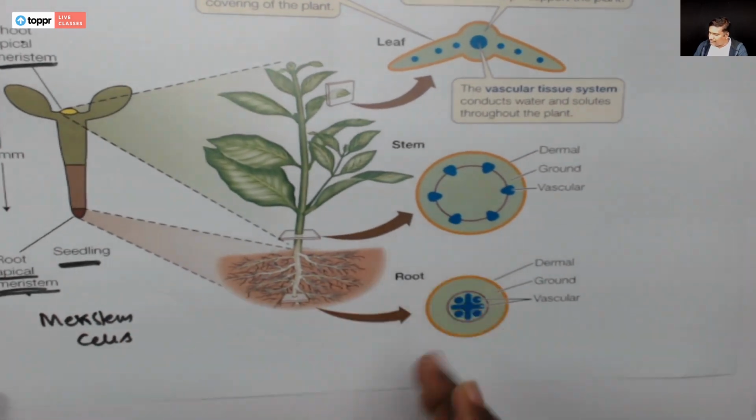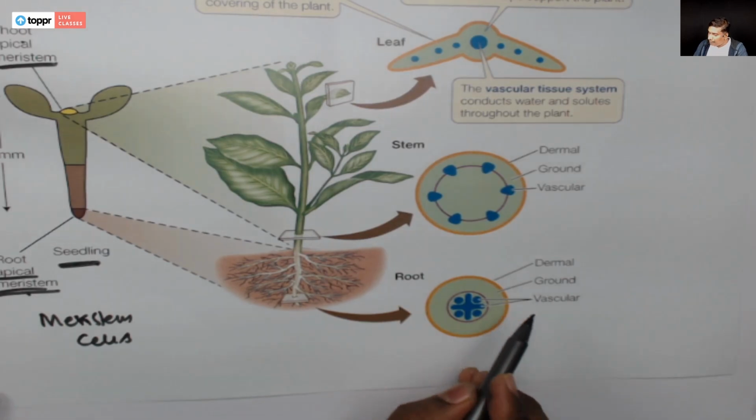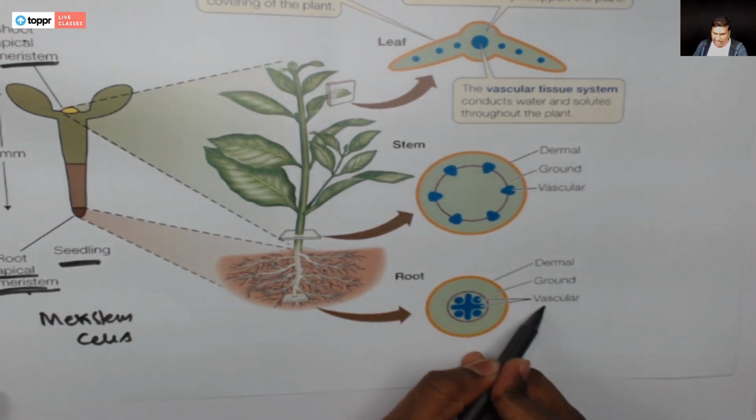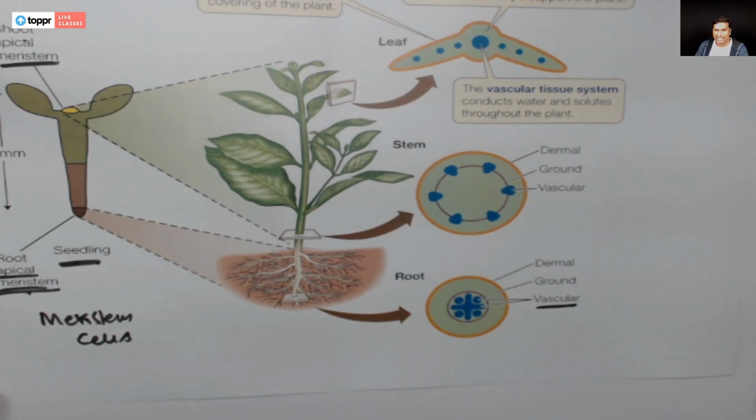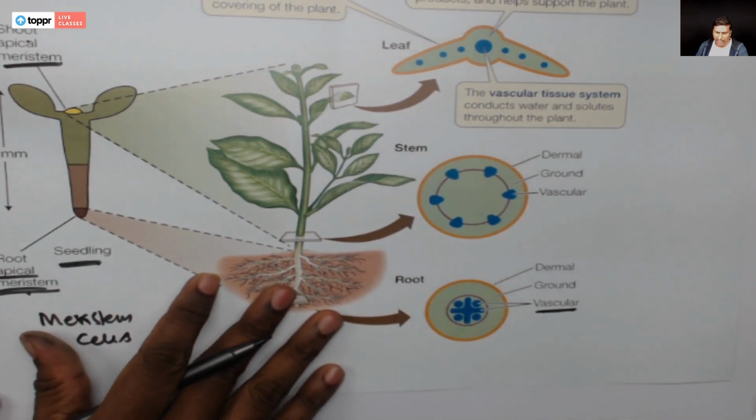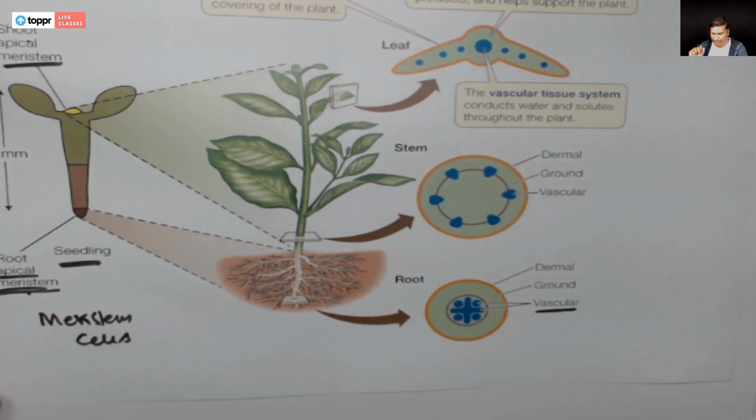The first is called the vascular tissue system. The vascular tissue system comprises xylem and phloem, and they are involved in the transport of water and food respectively. The xylem is involved in the transport of water and the phloem is involved in the transport of food.